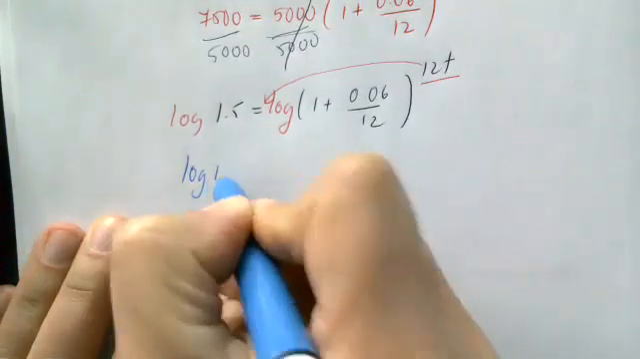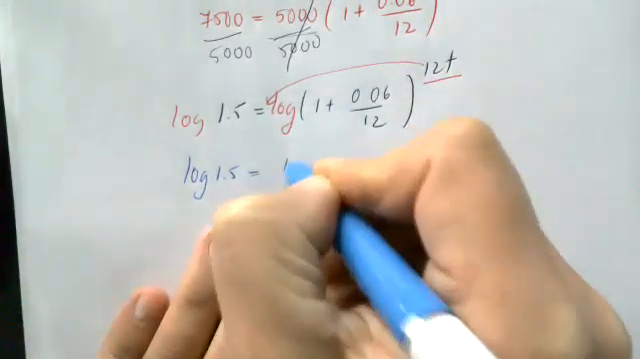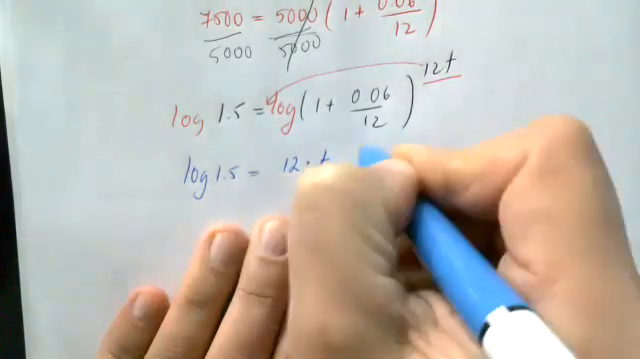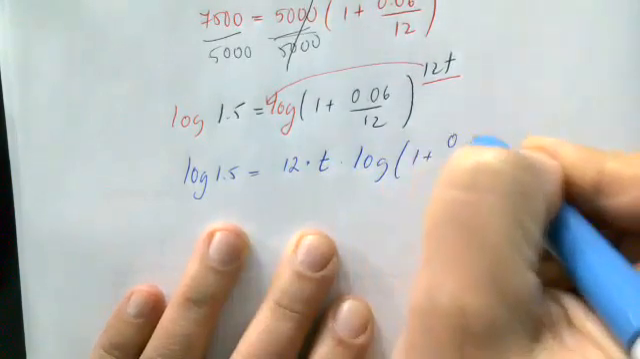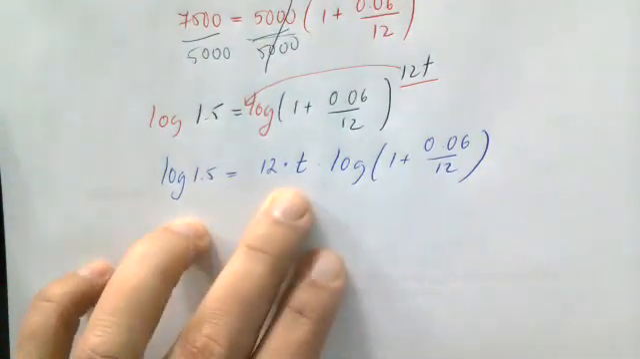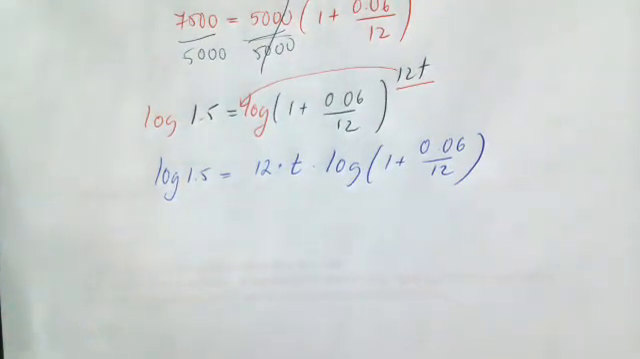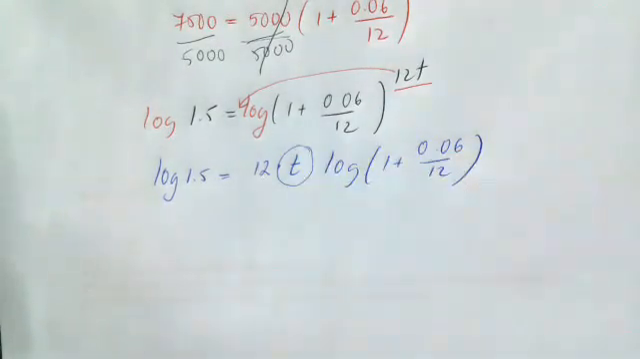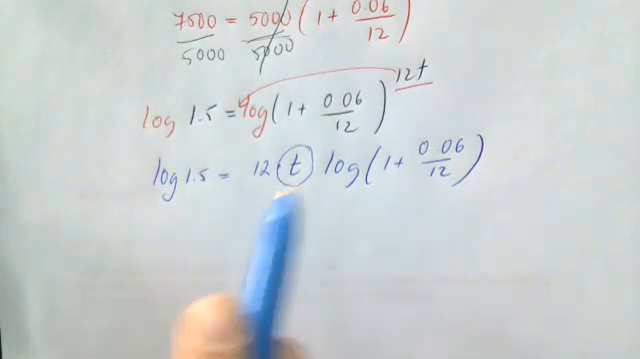So log of 1.5 equals 12 times t times log of 1 plus 0.06 over 12. So I wanted you to see that 12 and t are not glued together, there's times in between them. Because my goal now is to isolate t, and the only way we can isolate for t when we're solving an equation is to apply the opposite operation that reduces all the numbers around the unknown, right? So now t is connected with 12 and log of that expression by multiplication.